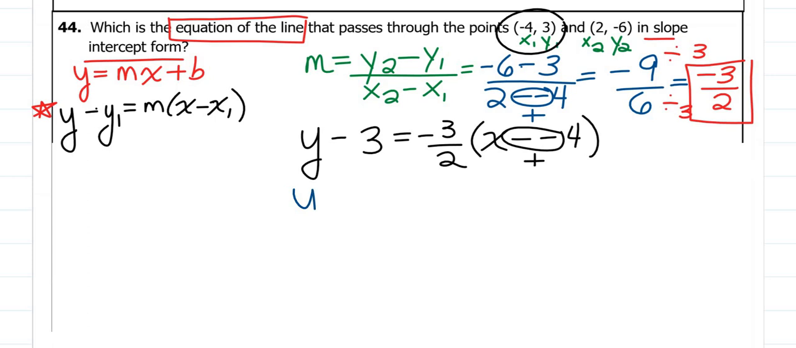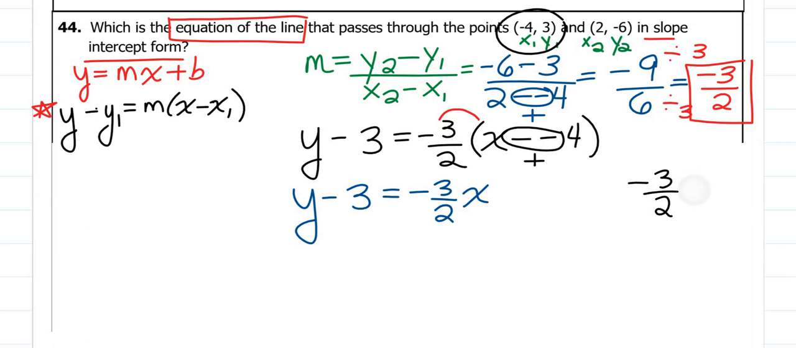So now I have y minus 3 equals, I'm going to distribute the -3 over 2 to both terms. So for the first one, -3 over 2 times x is -3 over 2x. And then -3 over 2 times a positive 4. I'm going to go ahead and work that out on the side. So -3 over 2 times a positive 4, put it over 1, and then multiply across. -3 times 4 is -12. 2 times 1 is 2. -12 divided by 2 is -6. All right, so it's a -6. So I'm going to put minus 6.